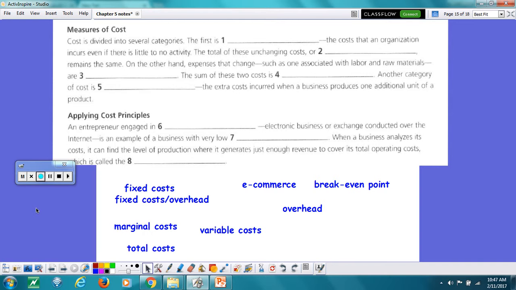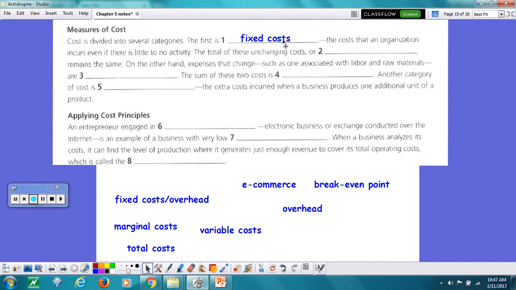So here we go. We're going to talk a little bit about measures of cost and how that plays out. I'm just going to read along here and fill in the blanks for you. But as we go, I've got a few additional things that I want to mention. So take a look. Cost can be divided into several categories. First, we have what is known as fixed cost. These are the costs that an organization incurs even if there is little to no activity.